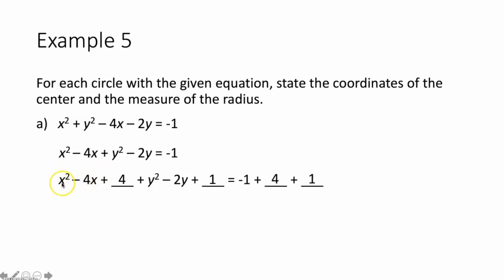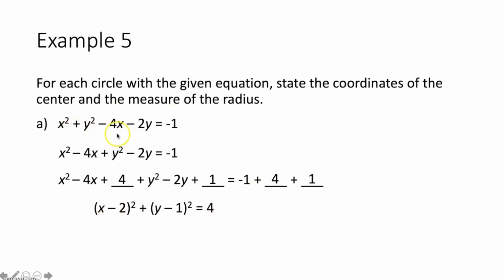So how do you factor a quadratic trinomial? Well, you learned in Algebra 1 how to factor a quadratic trinomial. You learned the magic x. You learned factor by grouping. You learned the box method. However you learn to factor this, when you factor x squared minus 4x plus 4, you get x minus 2 times x minus 2, which we can rewrite as x minus 2, the quantity squared. Same thing over here. When you factor y squared minus 2y plus 1, it factors into y minus 1 times y minus 1, which we can rewrite as y minus 1, the quantity squared. And then negative 1 plus 4 plus 1 is 4.